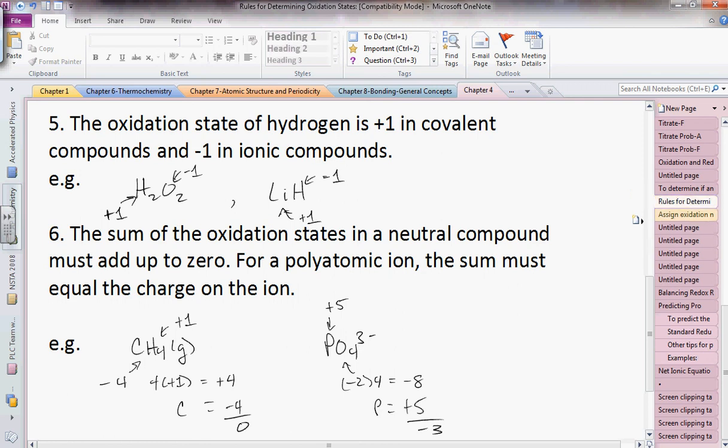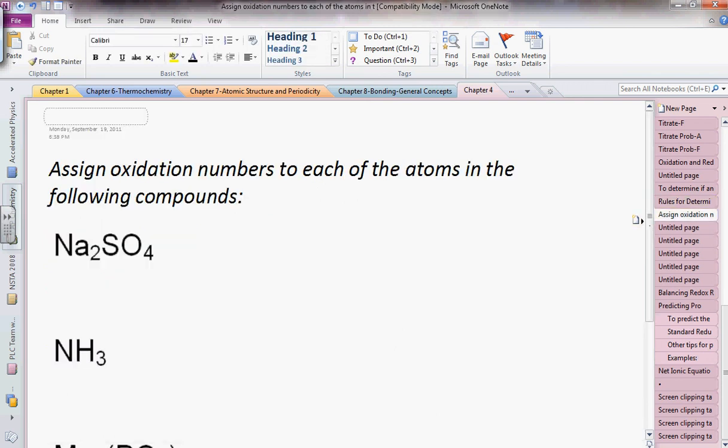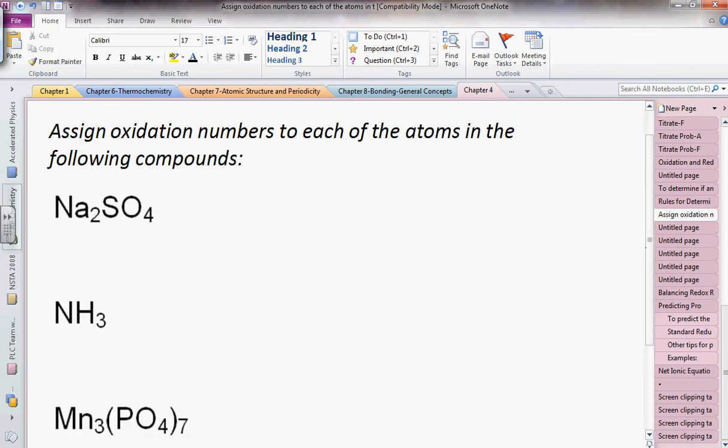So here's some practice for you, just to see if you've got it. Look at these 3 compounds and assign oxidation numbers to each of the atoms in those compounds. Go ahead, you can pause the video at this point, figure it out, and then we will go through it.